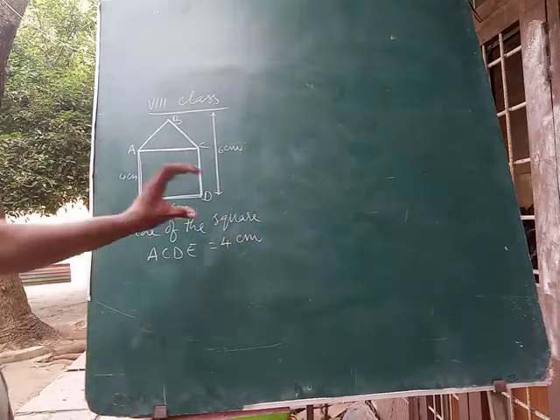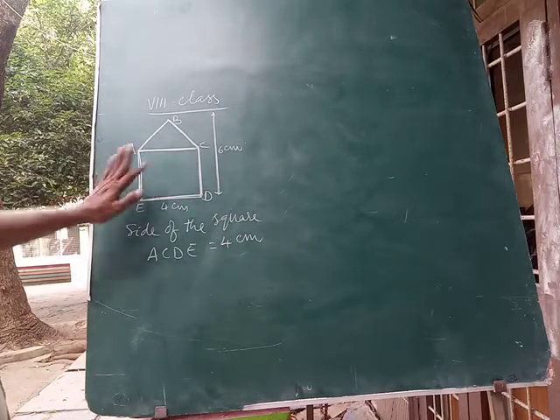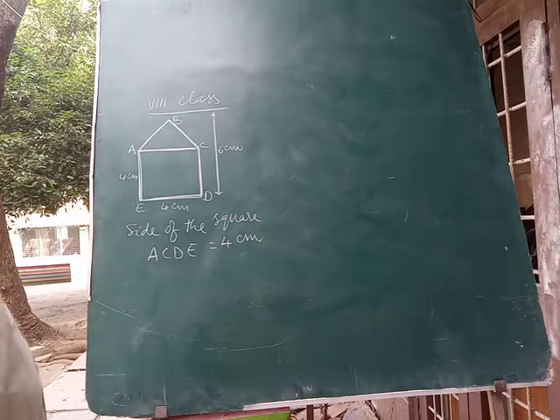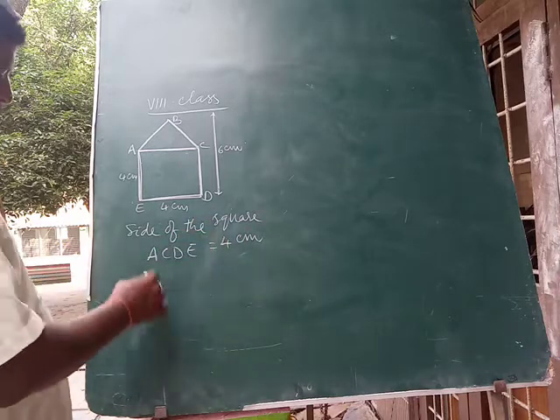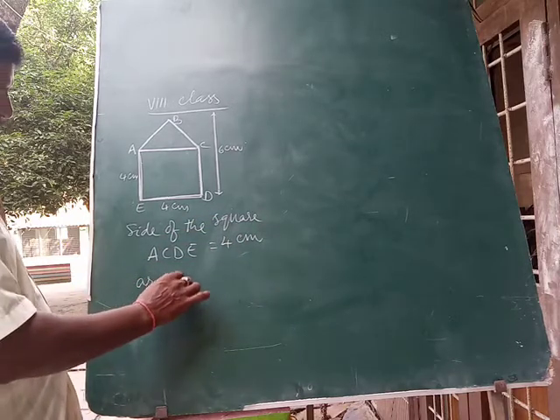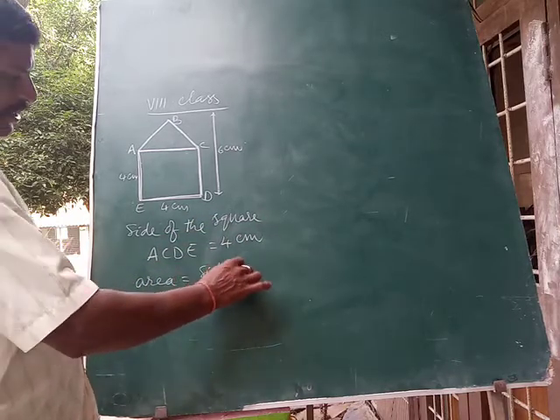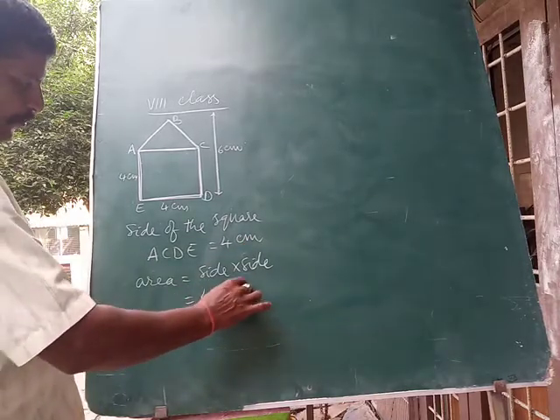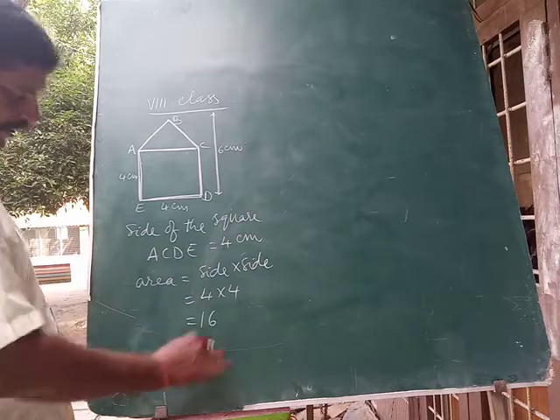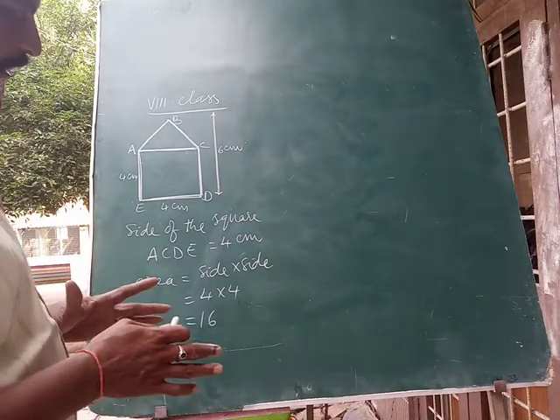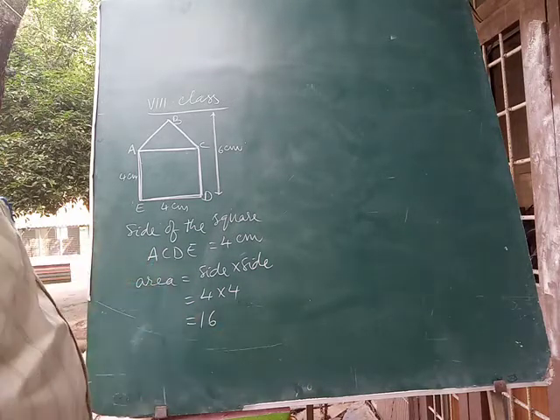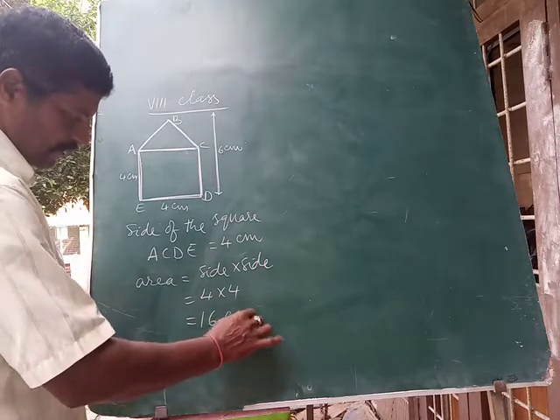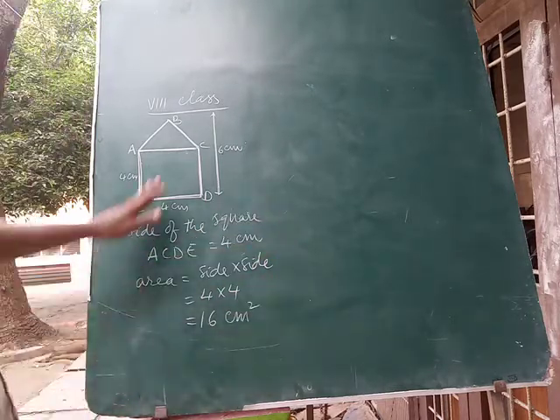Side of the square ACDE, this is in the shape of a square. So, its side is 4 centimeters. Then area is equal to side into side. 4 into 4. 4 4s are 16 square centimeters. First of all, over.